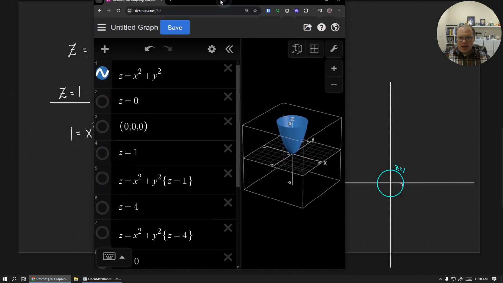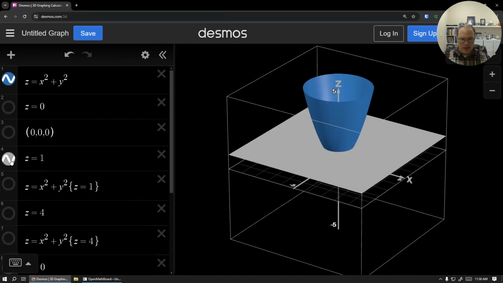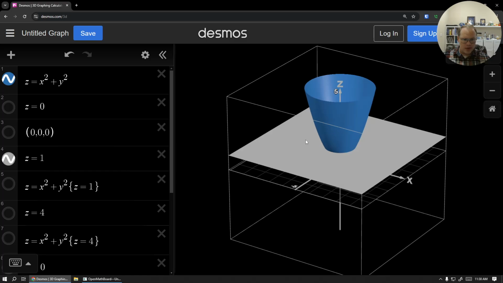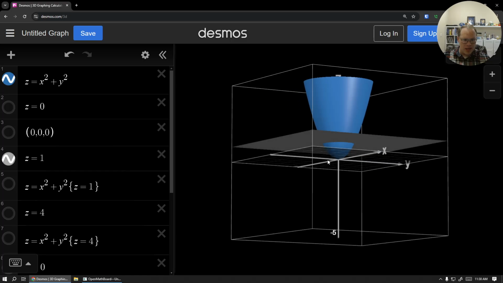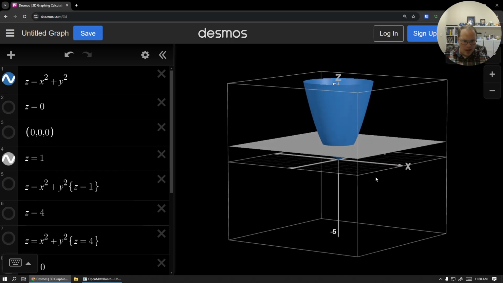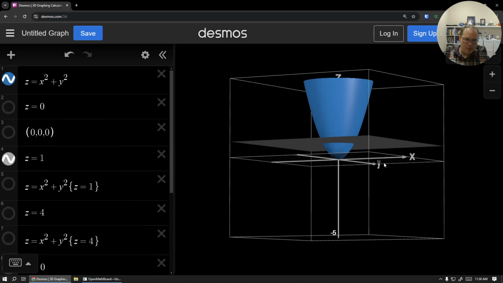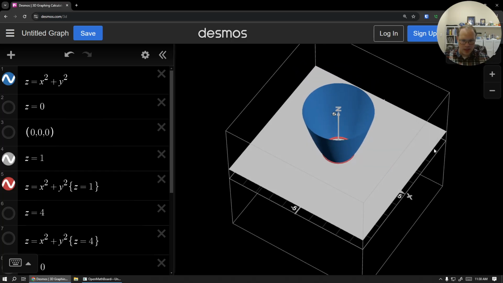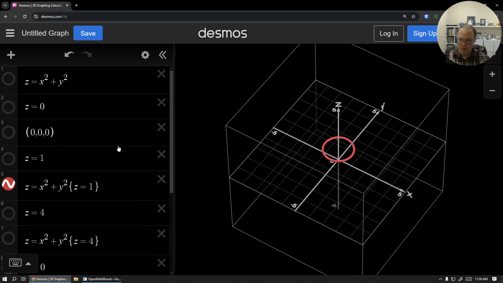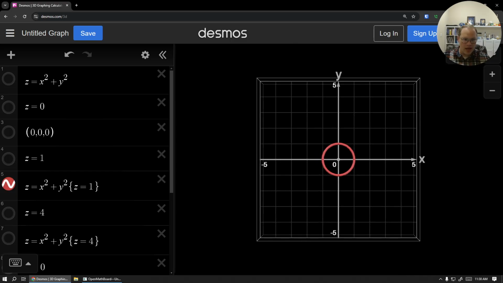And so we could see that on the graph. When z equals 1, that's the plane z equals 1. And I'm looking at the cross section where that plane and the surface intersect. And so I get, hey, look at that. It's a circle, just like I drew. If I take away the two surfaces, you could see it's a circle of radius 1.